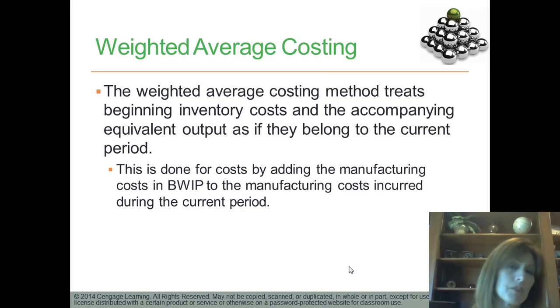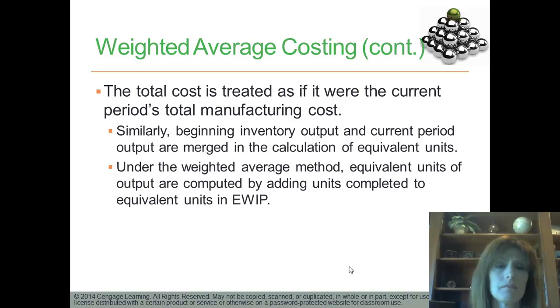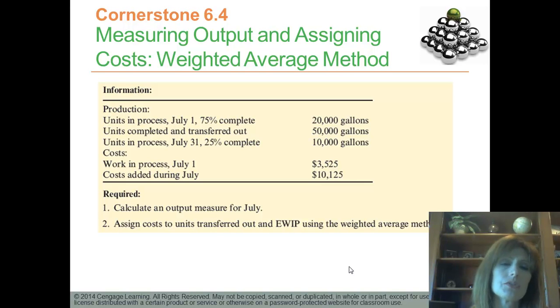If for some reason your company was in a situation where this was not accurate enough, then you would have to switch over to one of the other costing methods. So here's what it's going to look like. Here's our example, and again, you can follow these in your book. We're going to look at this process, whatever it is, on July 1st. So always pay attention to those dates, because July 1st means that's the beginning. We had 20,000 gallons of whatever it is we made that were 75% complete.